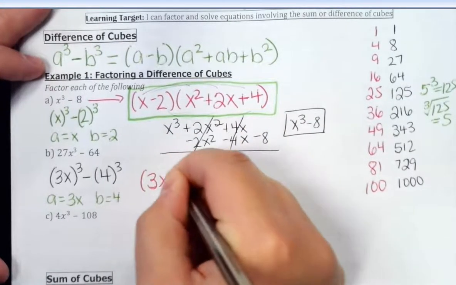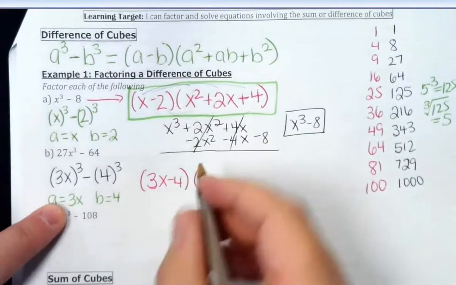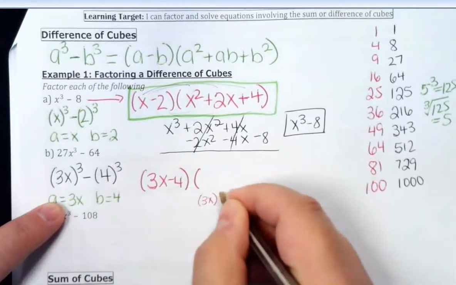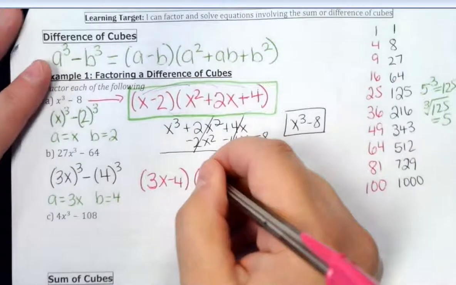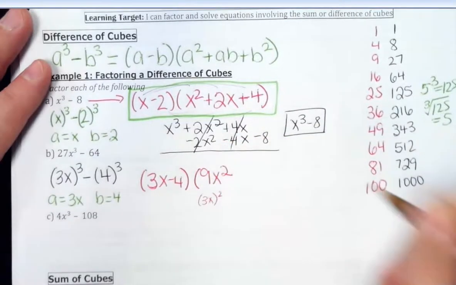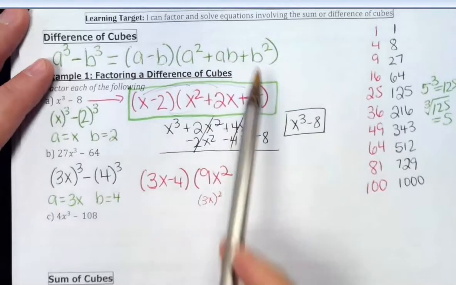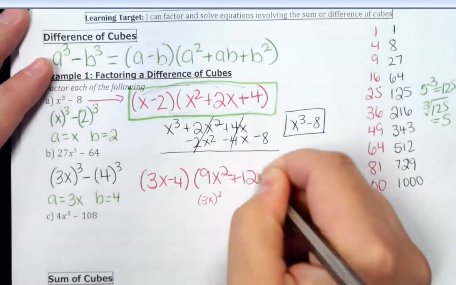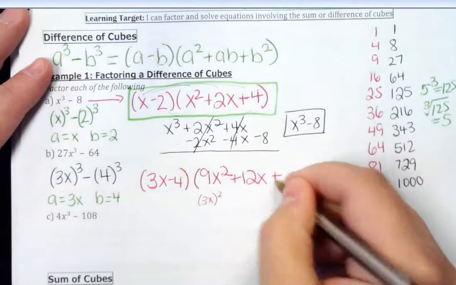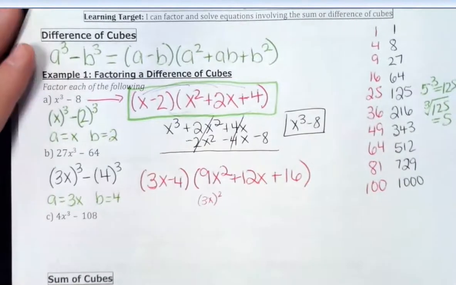Now, a squared, this is tricky, is going to be 3x, the whole thing squared. So I have to square the 3 and the x. So this is going to give you 9x squared in that factored form. The term in the middle is a times b. So 3x times 4 would turn into 12x. And the term on the end, b squared, 4 squared is 16. And this would be my answer.